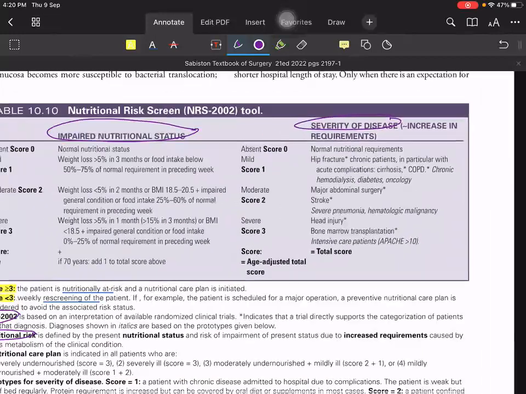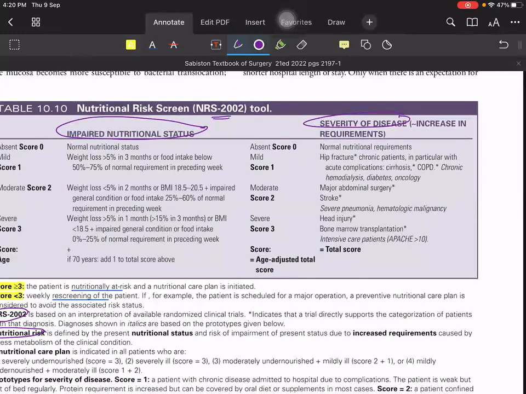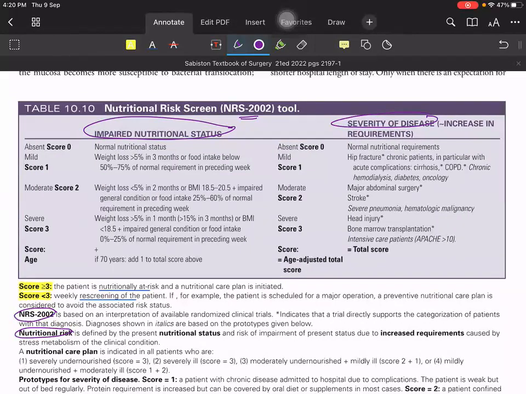Then this is the NRS 2002 tool, the nutrition risk screening tool. Here they are having 4 scores: 0, 1, 2, 3, based upon the impaired nutrition status and the severity of the disease. Based upon this, the score will change.